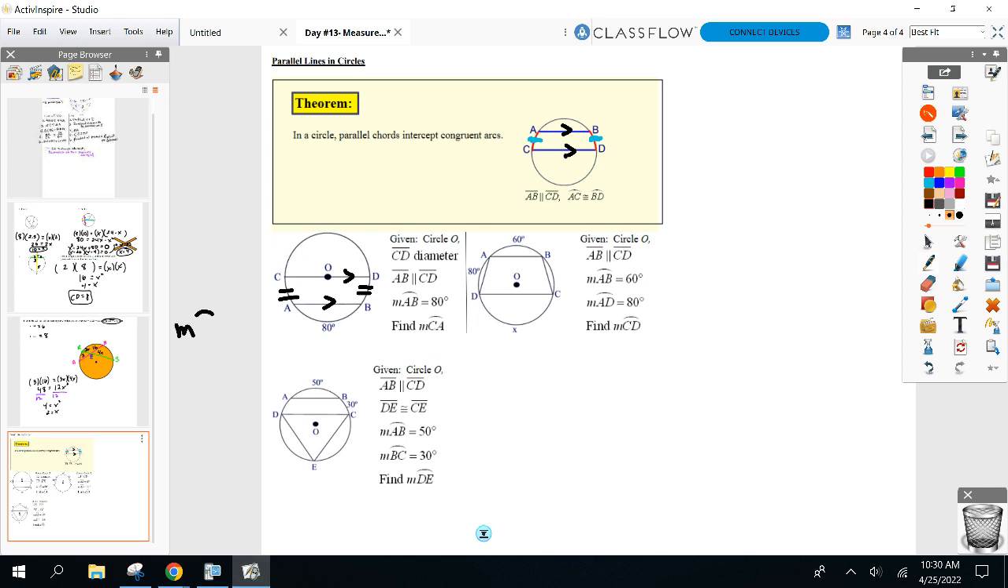So measure of CA, I'll do 180 minus 80. And then what do I know about what's left over? They're equal, so I can divide it by 2, because CA and DB are equal. So you're looking at 50 here. 100 divided by 2. All right, try out the next 2 when you're ready, on your own or with people around you. It's up to you.